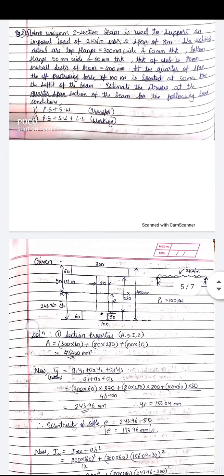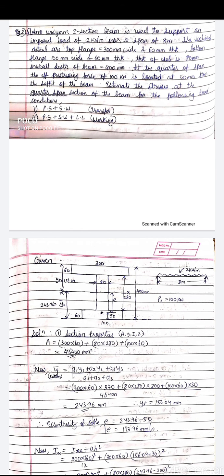So now we'll see how to solve this. So again there are two conditions. First is pre-stress plus self-weight, that is your transfer stage, and the next is pre-stress plus self-weight plus live load, that is nothing but your service stage. So let us draw the figure what is given in the question as per the given data. So 300 by 60 is the top flange, bottom flange is 100 by 60, and the web is 80 by 200. So I hope this is clear.